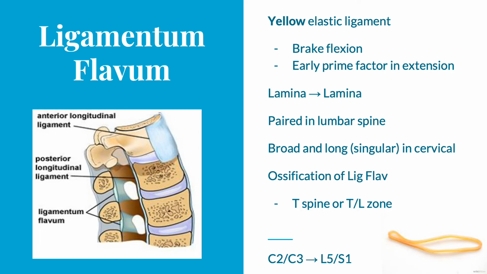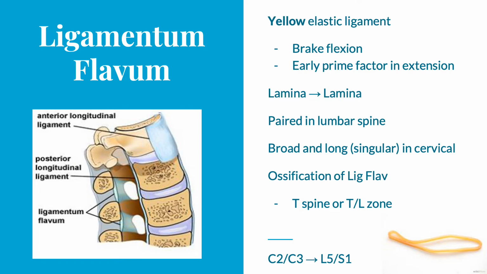All right, the good old lig flav. We talked about this just in the last part of this chunk of lecture material. So remember, this one's going to be known as our yellow elastic ligament. So it's going to be super stretchy, super elastic. It's the best example in the spine of a yellow elastic ligament. It's going to attach from lamina to lamina, and they're paired in the lumbar spine.